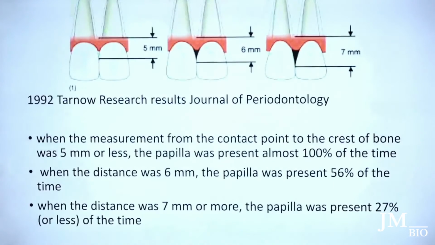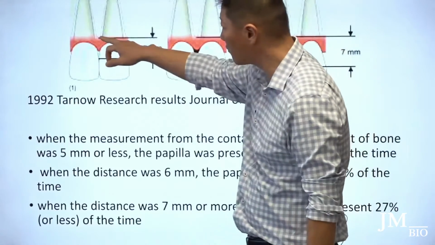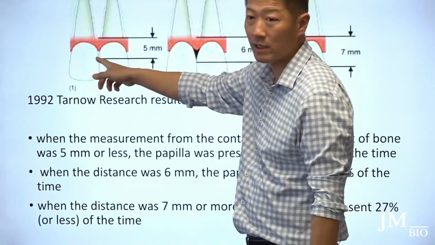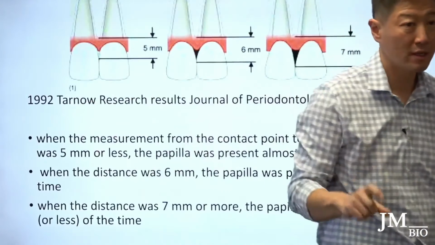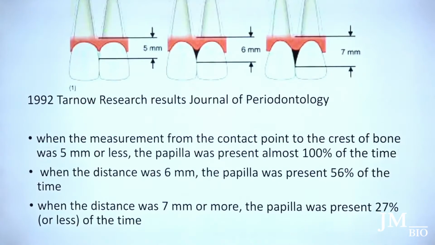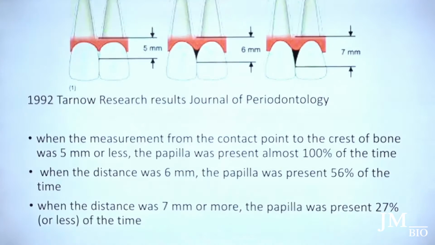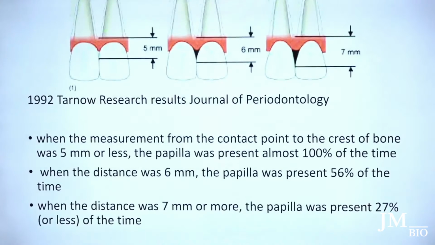It takes more training. So how do you know when you're going to have papilla and when you're not? A study showed that from the crest of the ridge to the contact point, if you have 5 millimeters, about 99% of the time you get your papilla back. As you get further away, the percentage keeps decreasing. So you have to keep that in mind. It's all about biological width and maintaining things.